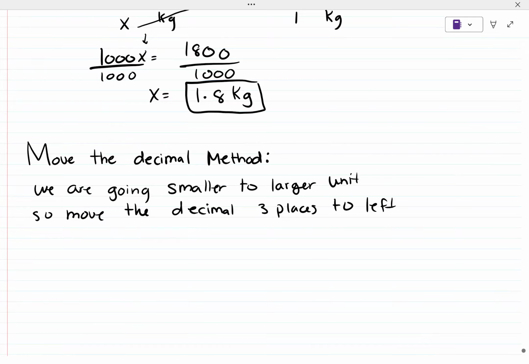Okay. So here's 18, we were given 1800. Where's the decimal? If you don't see it, it's at the very end. And then we're going to move it three places to the left. Why? Because we know that for 1 kilogram, there's 1,000 grams. So it's just basically these zeros. So move it three places to the left. So it's one, two, three. So you're left with 1.800. Now, do we include these trailing zeros? No, we never include these trailing zeros. So that is why it's just 1.8.